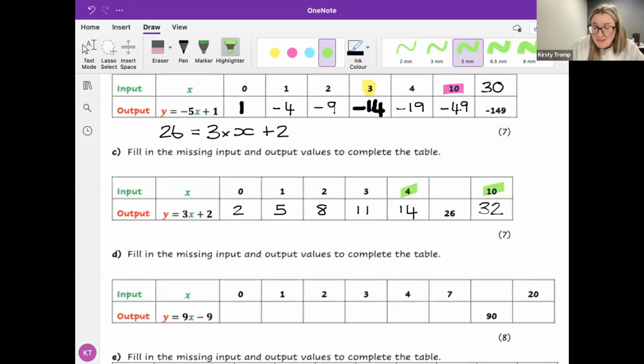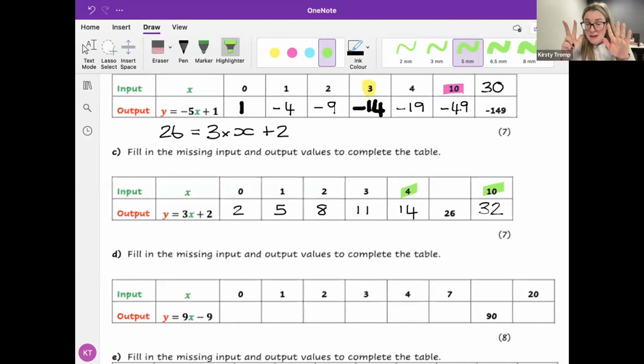I could go say 3 times 5 is 15, and 15 plus 2 is 17. That doesn't work. Then I try 6. 3 times 6 is 18, and 18 plus 2 is 20. That doesn't work. I could try 7. 3 times 7 is 21, and 21 plus 2 is 23, so that one doesn't work.